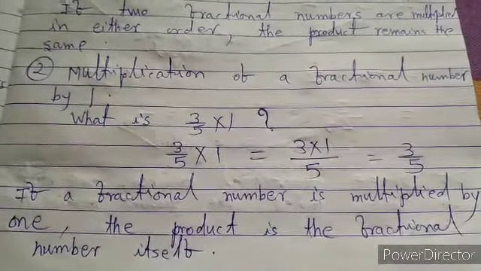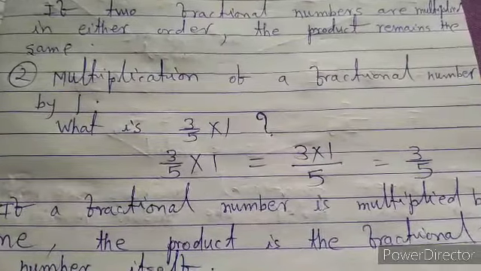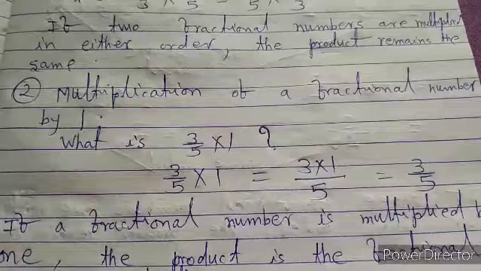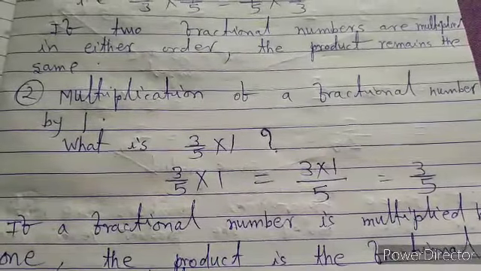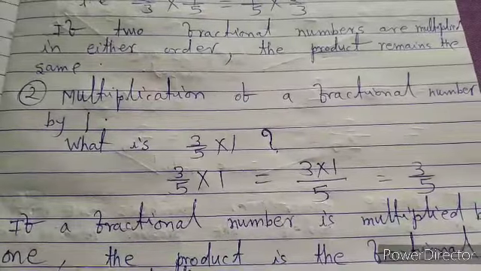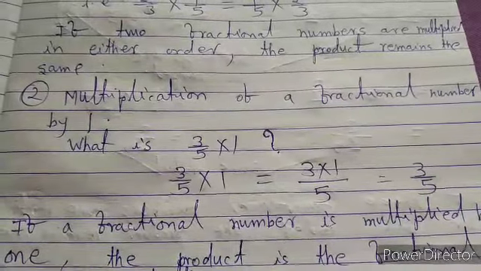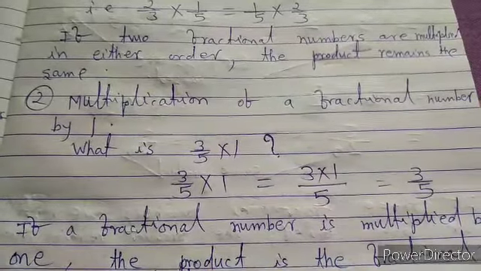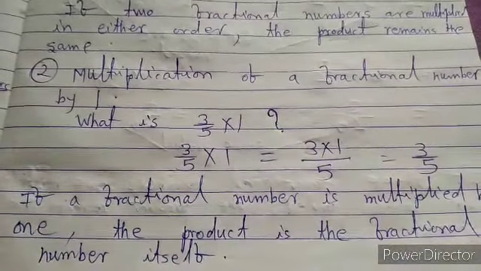Second law, multiplication of a fractional number by 1. What is 3 by 5 into 1? 3 by 5 into 1 is equal to 3 into 1 by 5 is equal to 3 by 5. If a fractional number is multiplied by 1, the product is the fractional number itself.